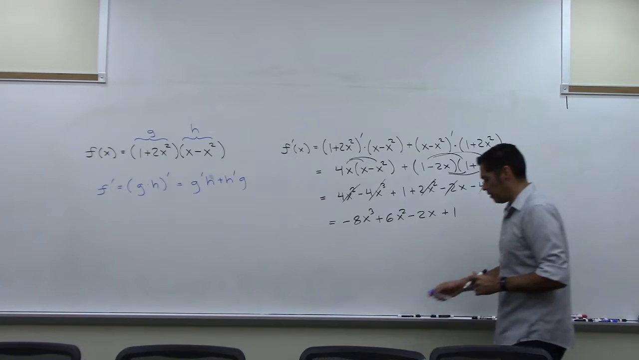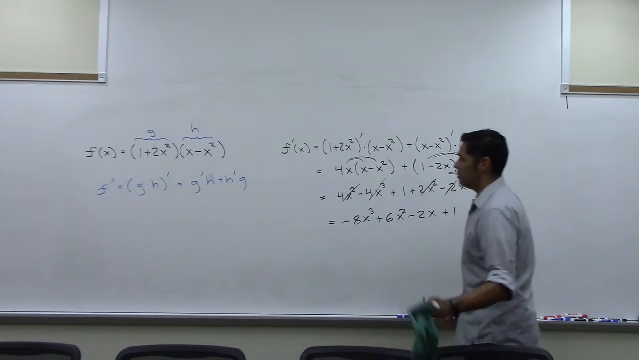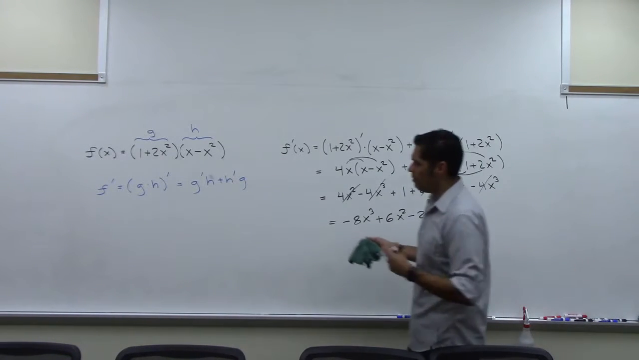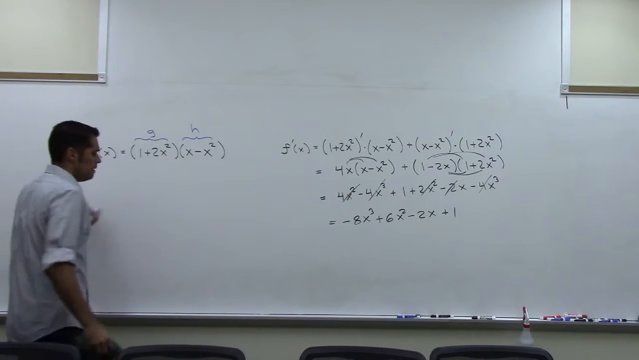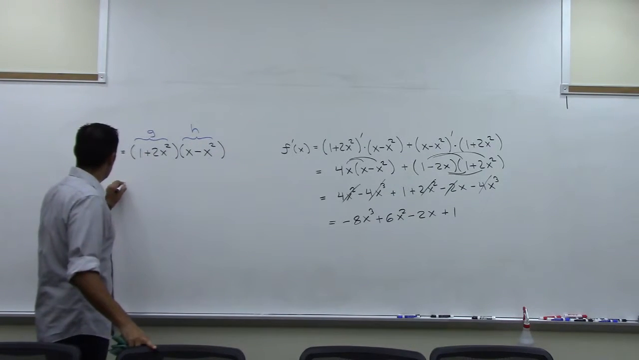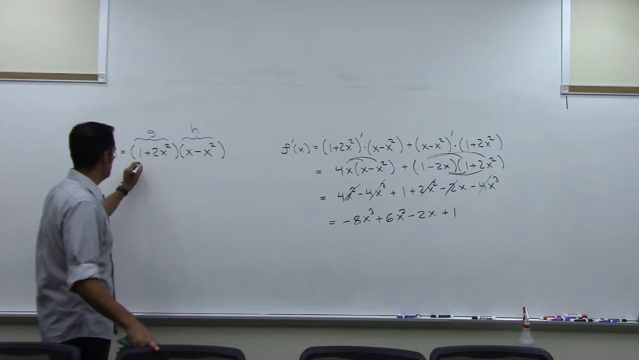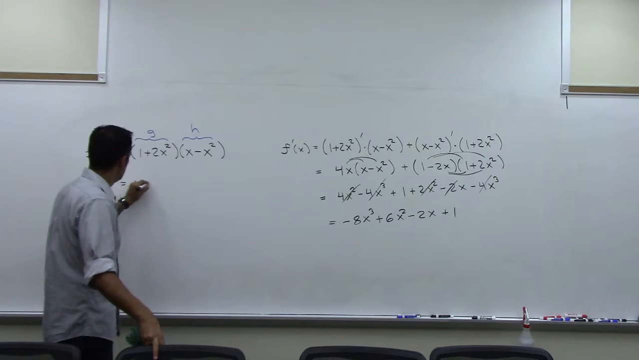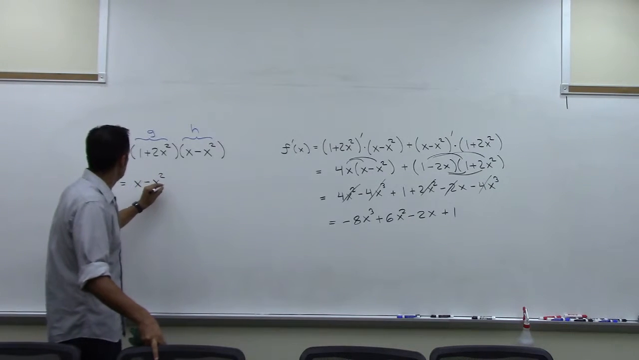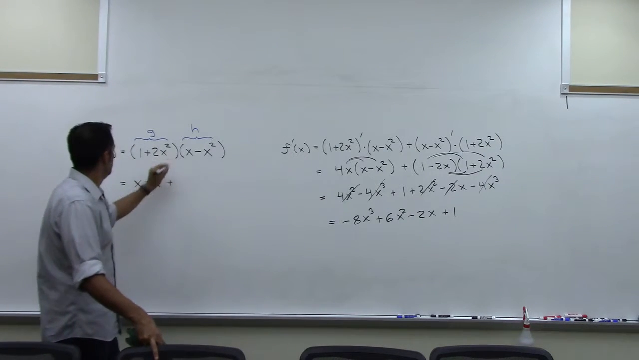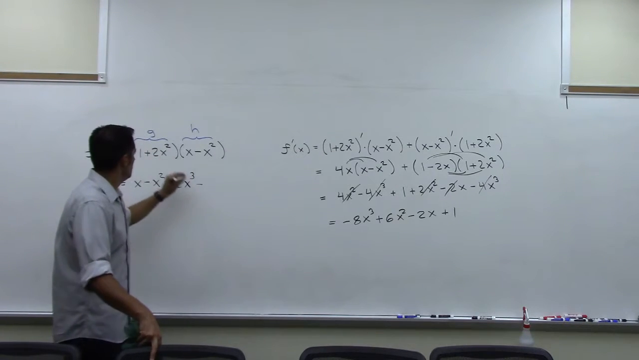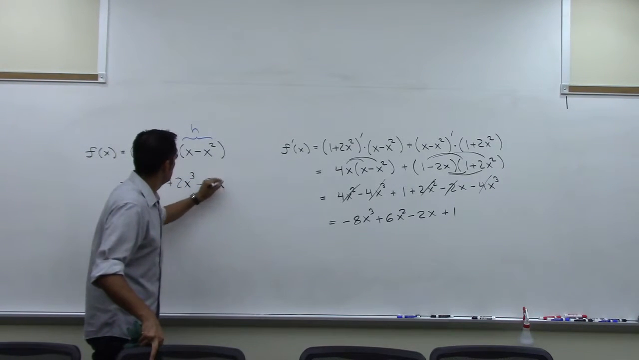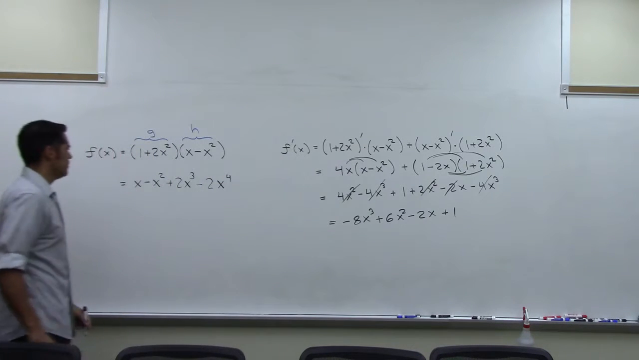Now that's doing it the first way. The other way they suggested was just to show you that without using the product rule for this problem, we could still get the same answer. So why don't we start in the very beginning and just distribute. So forget the g and the h, just multiply this out. You'll get x minus x squared, let's see, plus 2x cubed minus 2x to the fourth, like that.